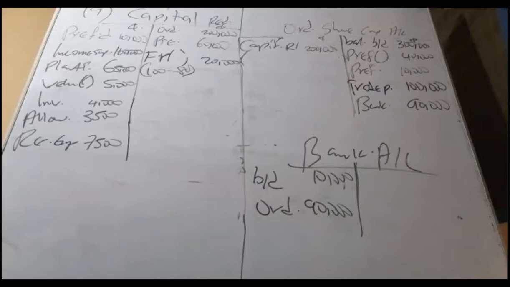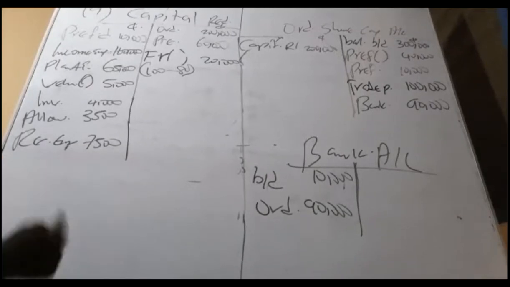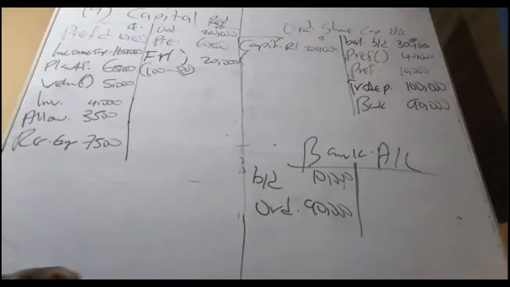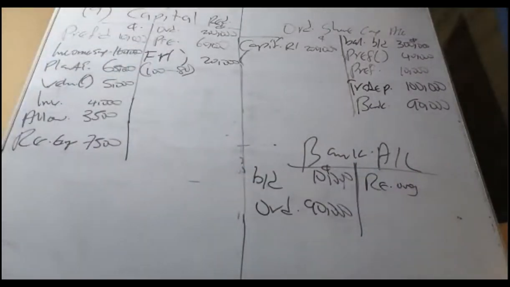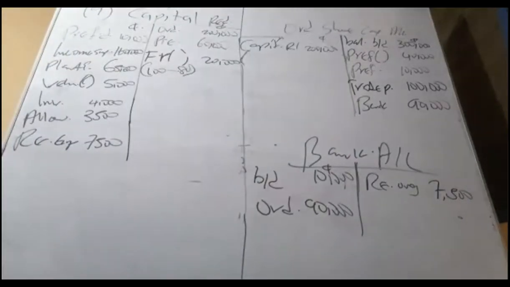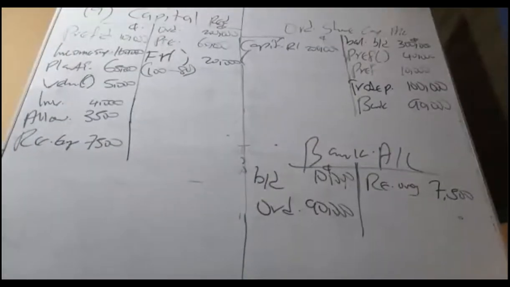Specifically, we subtract it from bank. Then the other corresponding entry, where will it go? Because it's a reorganization expense, you have to pay, so it must go to bank. So it must go to the reducing side of the bank account. So go to bank and write reorganization expenses, because we will pay. 7,500 reorganization expenses.